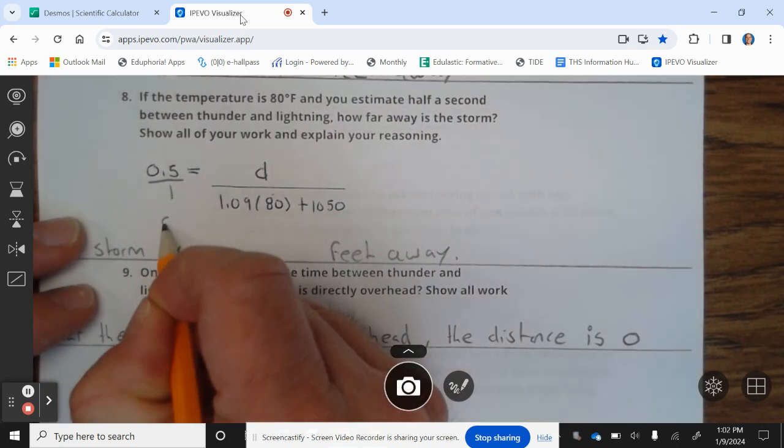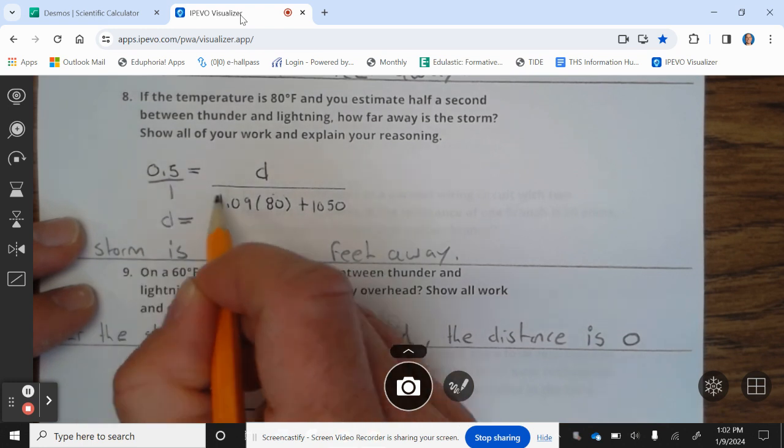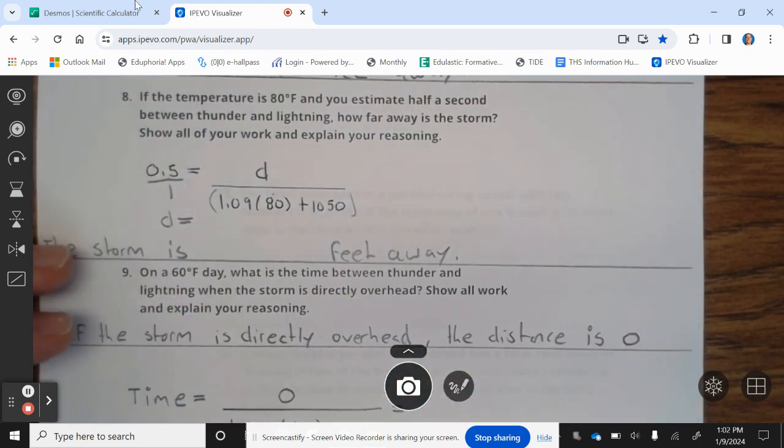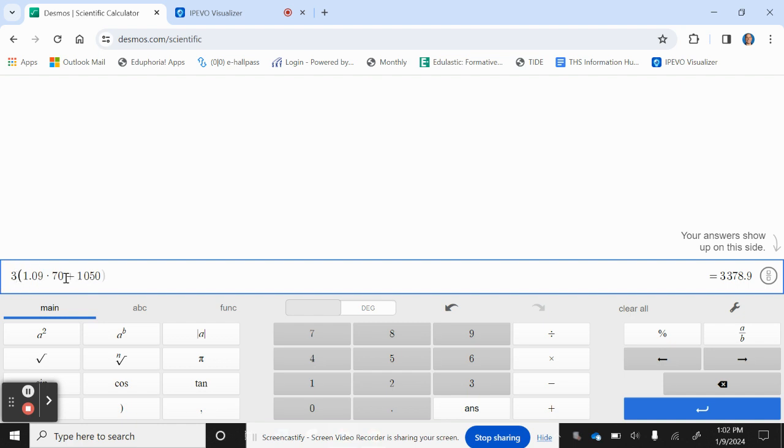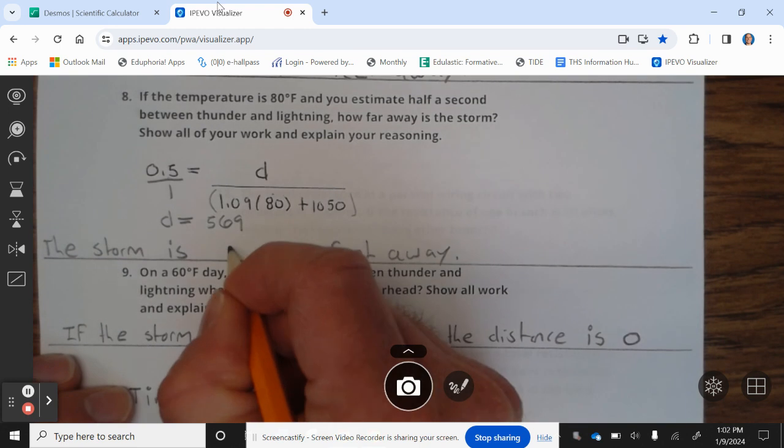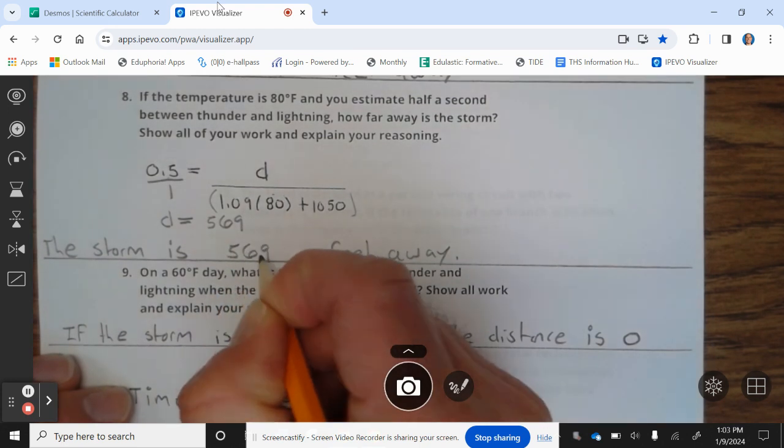So then you get 1 times d is d, and then we're going to multiply this. To save some time, it's going to be better if we just retype it so we don't make a mistake. 0.5 times 1.09 times 80 plus 1050. Let's go ahead and round to a whole number. So d is 569. So the storm is 569 feet away.